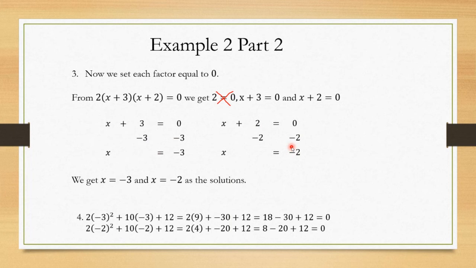And so from there, our two solutions are negative 3 and negative 2. So we get negative 3 and negative 2. Those are our two solutions. And of course, we just checked as well. All right, cool. Are there any questions about this? Okay.